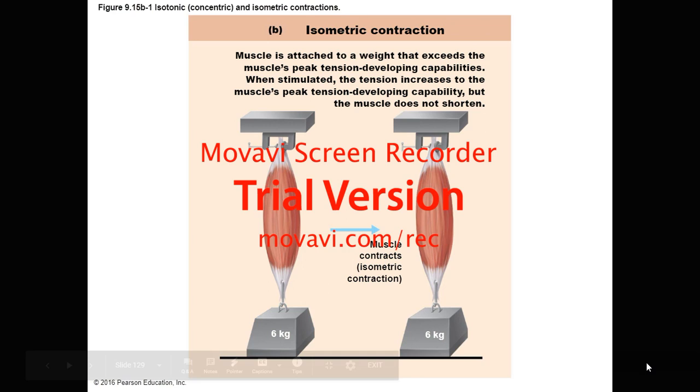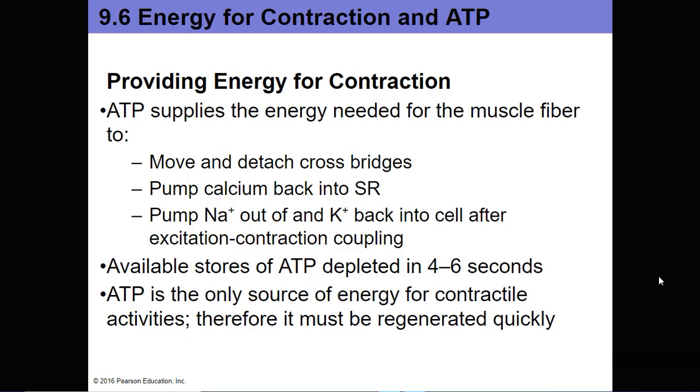Energy needed for contraction. All right, so contraction needs a lot of energy. A lot of the processes that we talked about need ATP. So remember, those calcium pumps need ATP to pump the calcium back into the SR. The sodium potassium pump requires ATP.